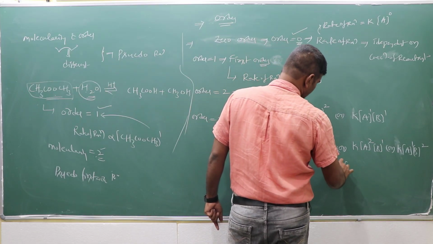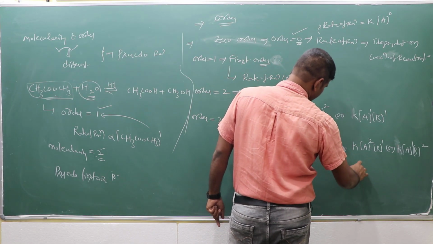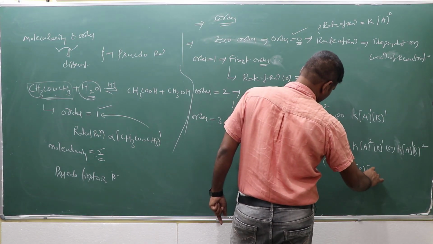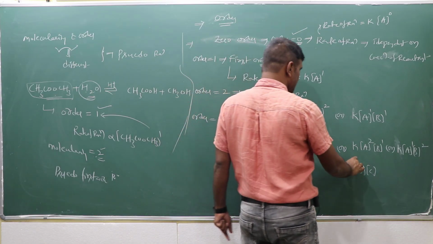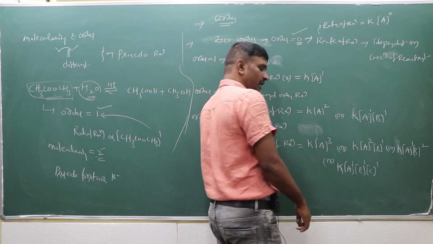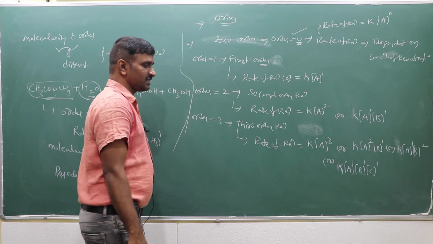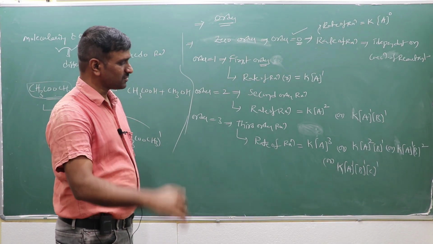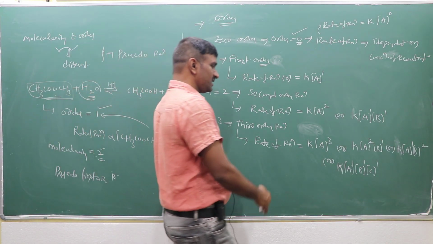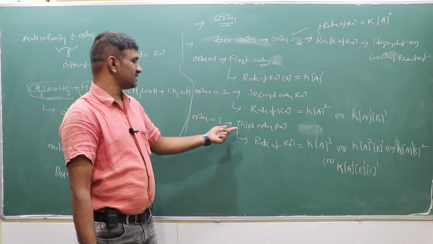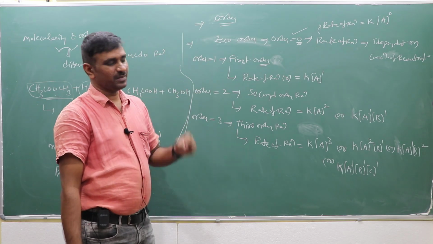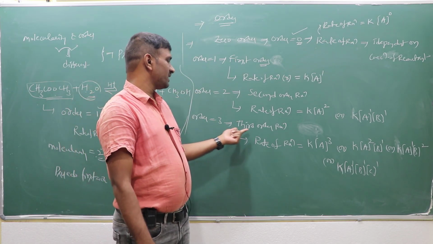Or k into, in a third order reaction, concentration of A, concentration of B, concentration of C. All reactant molecules, it may be different: A plus B plus C, a to the power of 1, b to the power of 1, c to the power of 1, A plus B plus C is converted to the product. So in all these reactions, the rate of reaction may depend upon the 3 species, so the order is 3.